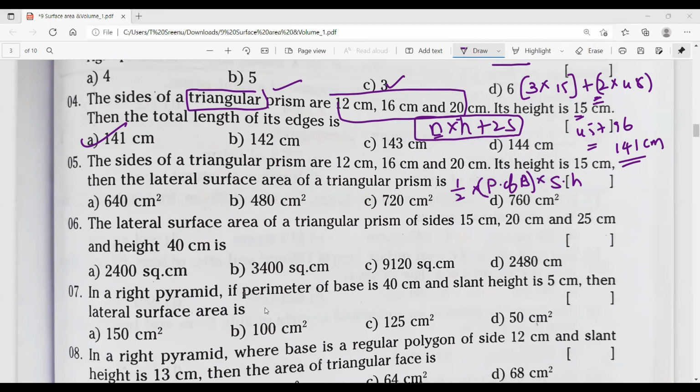Slant height means height, sir? Slant height means like this. This is the slant height. Not straight. In a triangle, this is the slant height, this is the height. Slant height is like this, the hypotenuse in the right angle triangle. That means you have to take the longest side, sir. Yes, slant height. Okay.